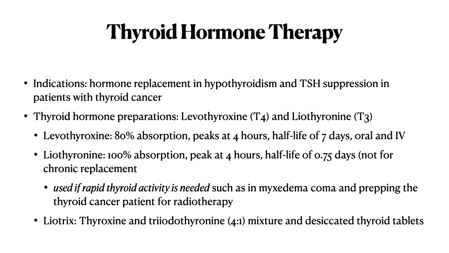Liotrix is a combination of both T4 and T3 in a 4:1 ratio, and this is prepared from desiccated or dried up thyroid gland, and this is packaged in the form of tablets.